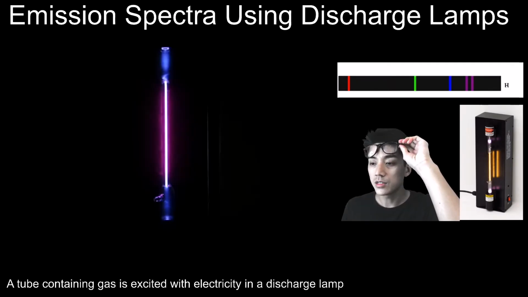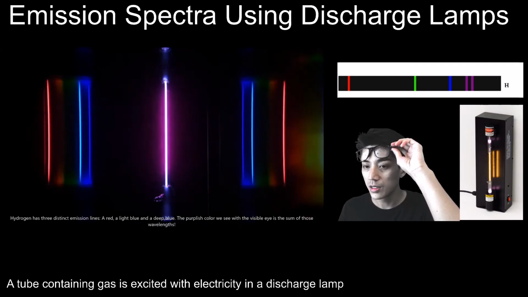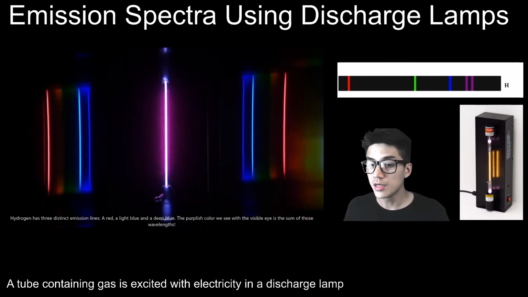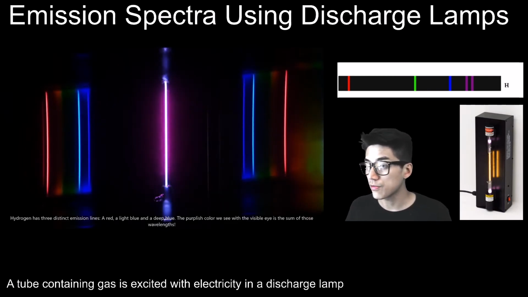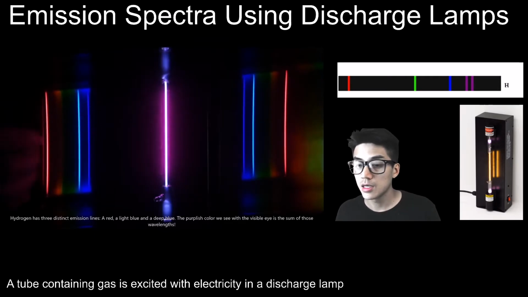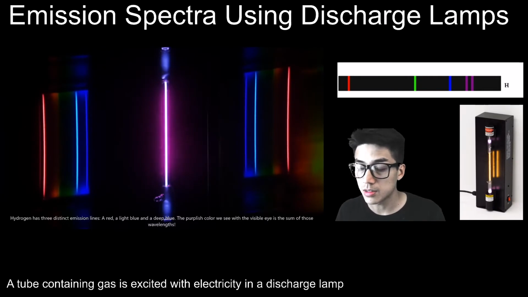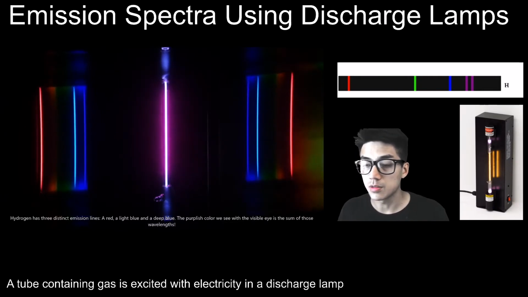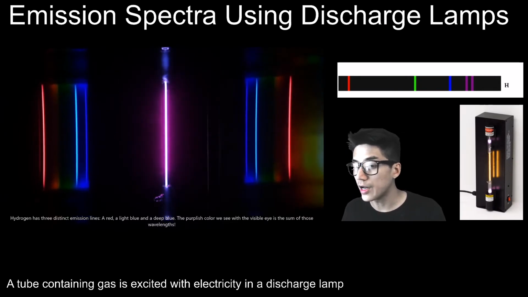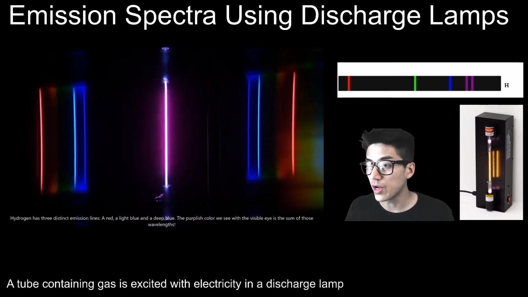Let's check out hydrogen. So with the naked eye, I notice that hydrogen gives off a purple color. And with my lenses on, I see that hydrogen now gives off 3 distinct emission lines. I see a red line, there's a light blue, and there's also a deep blue line. So the purple color that you see with the naked eye is really just the sum of those wavelengths put together.